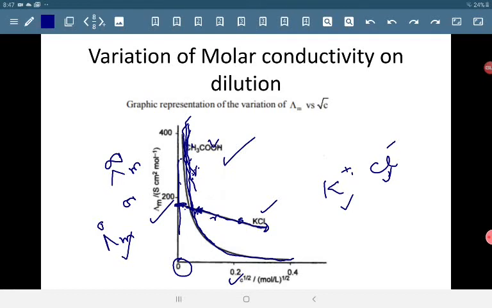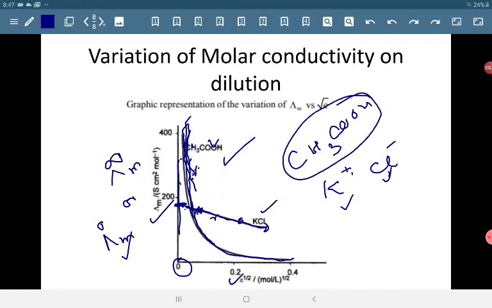Now, what is the reason for this sharp increase? For weak electrolyte, the degree of dissociation increases. Degree of dissociation is the fraction of the total number of molecules which dissociate in solution at equilibrium. So when the degree of dissociation increases on decreasing concentration, more and more ions are formed. Due to the increase in the number of ions, the molar conductivity of the weak electrolyte increases on increasing dilution or decreasing concentration.